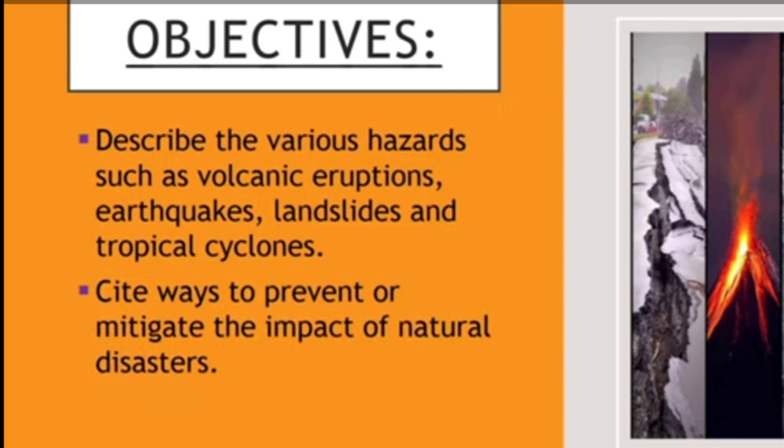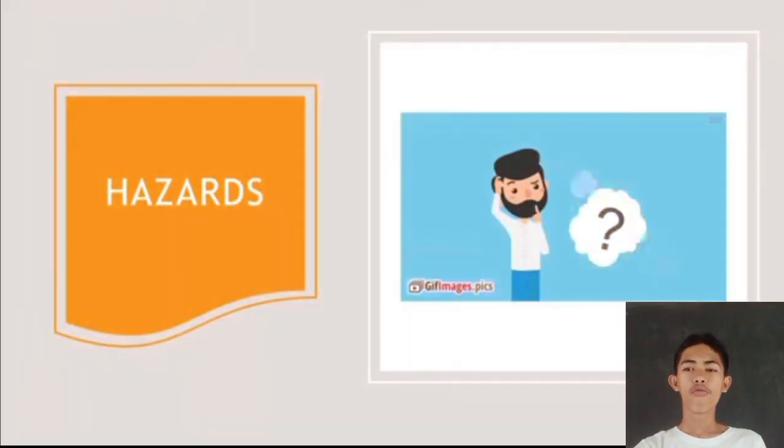First one is to describe the various hazards such as volcanic eruption, earthquake, landslides, and tropical cyclones. The second objective is to cite ways to prevent or mitigate the impact of natural disaster. Our first agenda for this lesson is about hazards.